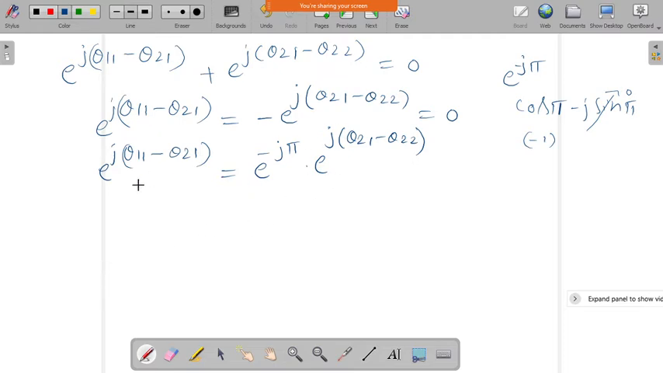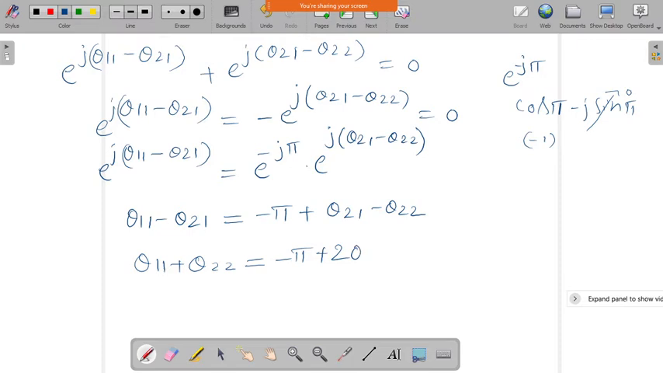So now we can take the logarithm for this one, so we are going to get theta 11 minus theta 21, which is equal to minus pi plus theta 21 minus theta 22. Now if I take theta 21 to this side and send theta 22 to the other side, we are going to get theta 11 plus theta 22, which is equal to minus pi plus 2 theta 21.